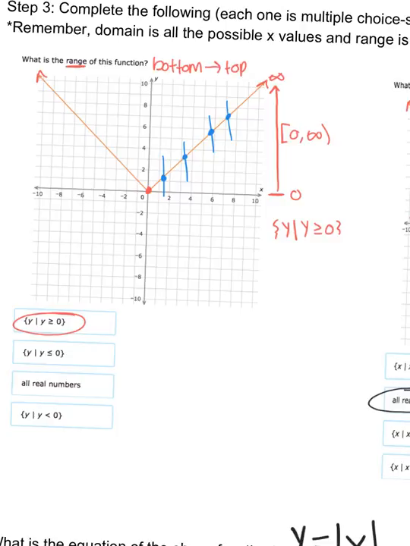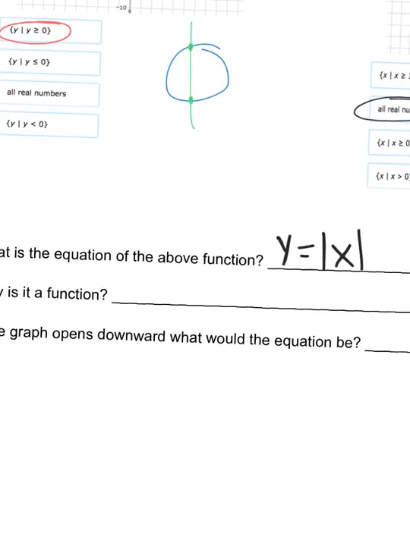For example, I'll draw a circle. That's an ugly circle, but deal with it. So if I draw a vertical line through that circle, it's going to touch 1, 2 times. A circle is not a function because the vertical line test fails. It touches 2 points on that one line. An absolute value function is a function because it only goes through one time.